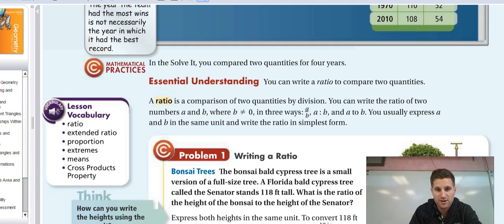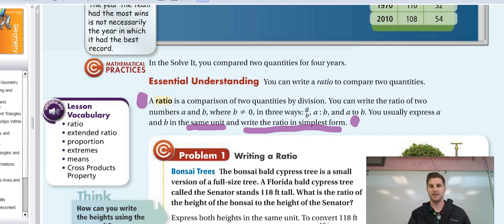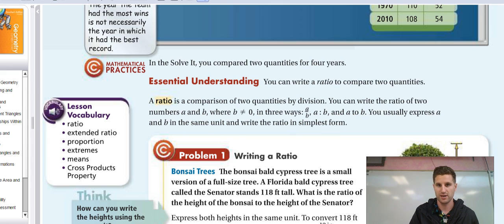Our first definition, we want to write this down right here. A ratio is a comparison of two quantities by division. You can write the ratio of two numbers a, b does not equal 0, in three ways: a over b, a colon b, and a to b. Usually express a and b in the same unit, very important, the same unit, and write the ratio in the simplest form. Make sure you get that down. We're going to be talking a lot about ratios in this chapter. Let's move to another one of our key terms.